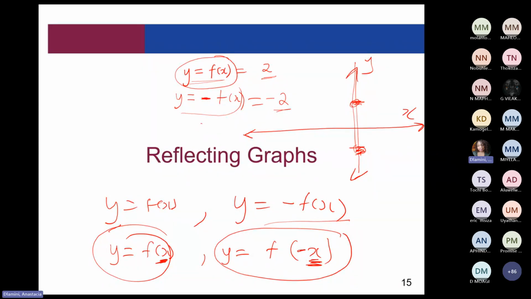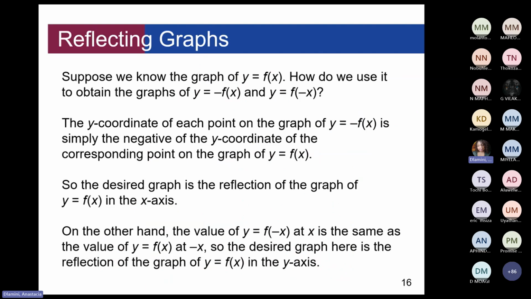Does it make sense now? Yes. Okay, let's go. Suppose we know the graph of y equals f of x. How do we use it to obtain the graph of y equals minus f of x and y equals f of minus x? So this is the reflection about which line, guys?